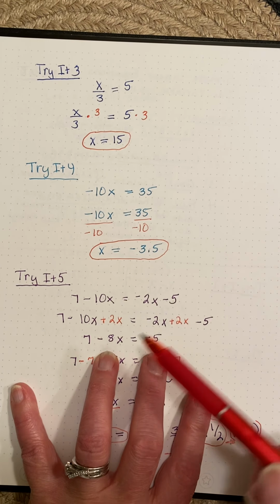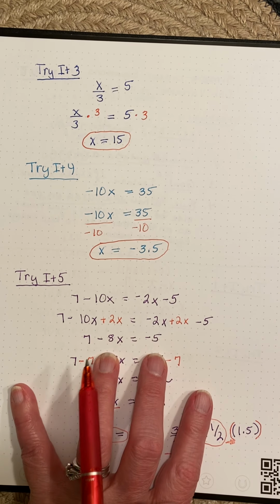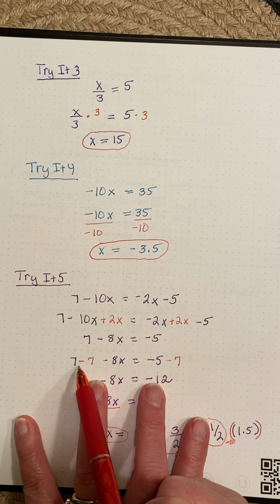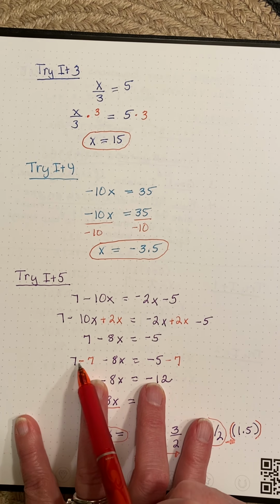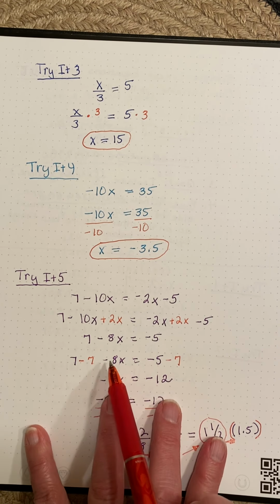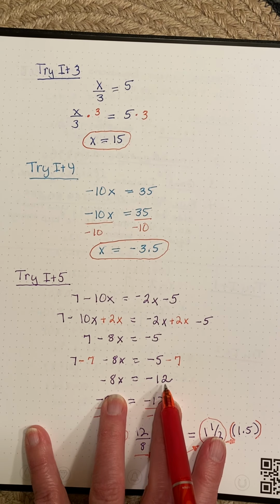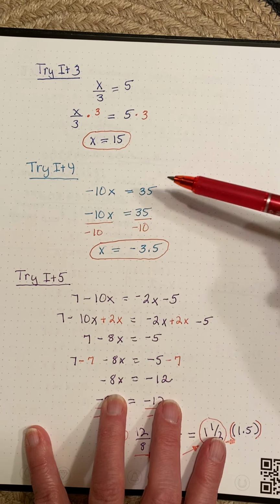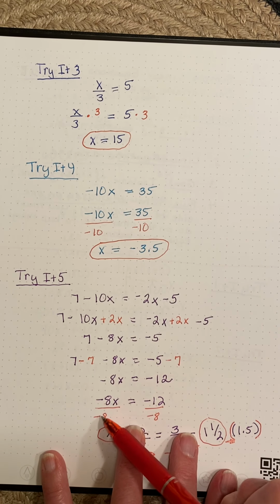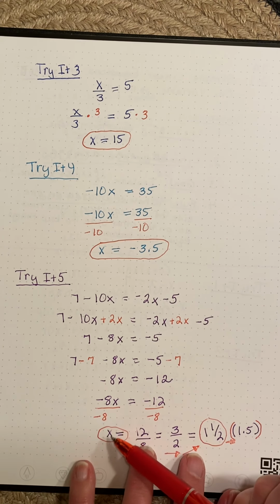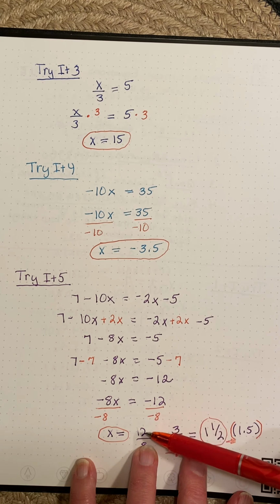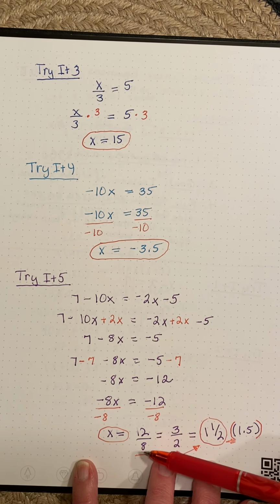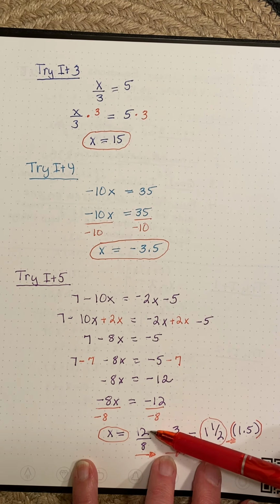Okay, I'm getting there. Now I'm going to bring that 7 to the other side. This is a positive 7, so I'm going to subtract 7 to eliminate the 7s. So negative 7 here, negative 7 there. So I'm left with negative 8x equals negative 12. Now I'm left with a situation like in try it 4. I'm going to divide through by negative 8 on each side. That leaves me with x. Here I'm going negative divided by a negative, so that actually turns positive: 12/8. I'm going to reduce that by dividing by 4/4, which leaves me with 3/2.